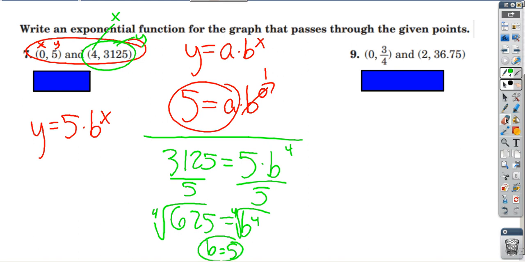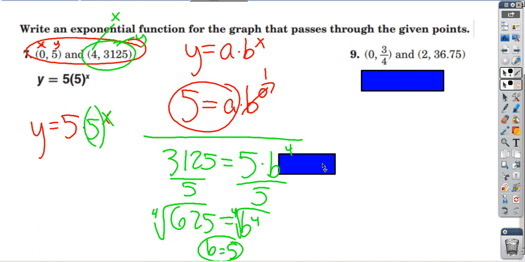So our final equation should look like this. Final equation should be 5 times 5 to the x power, and that's exponential growth. And you can probably tell because as x is going from 0 to 4, y is getting much bigger. And so there's the answer.